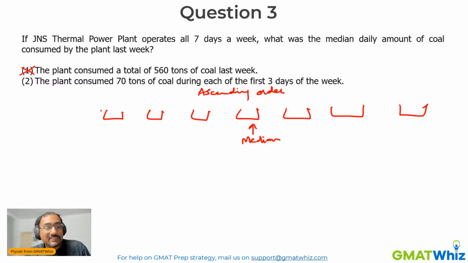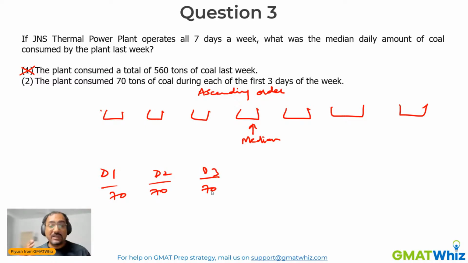Now, if I look at the second statement, it says the plant consumed 70 tons of coal during each of the first 3 days. So I know D1, D2, and D3 are 70. But does that mean these are the lowest 3 consumptions in ascending order? I don't know that. It could have started consuming less. Again, I'm just analyzing statement 2 alone. So looking at statement 2 alone, I can't infer anything from this. It is only telling me about 3 days. It is not even telling me about the fourth day or anything.